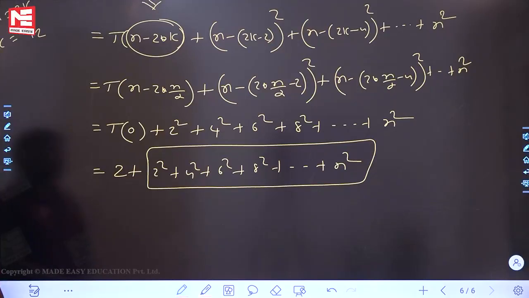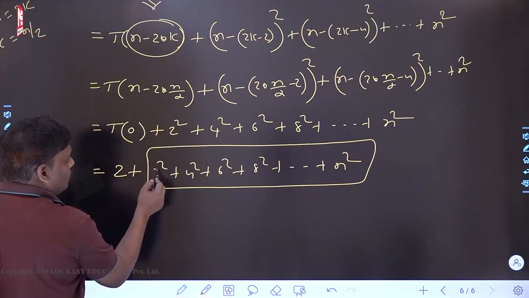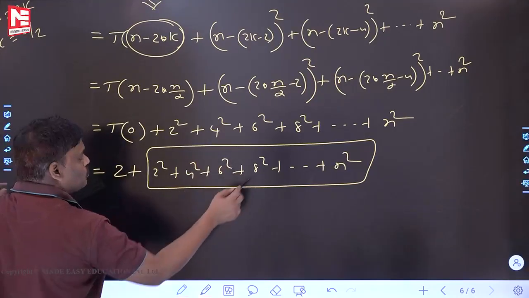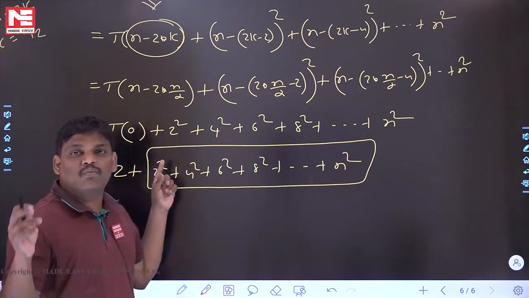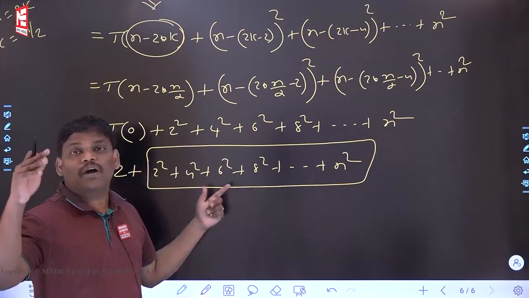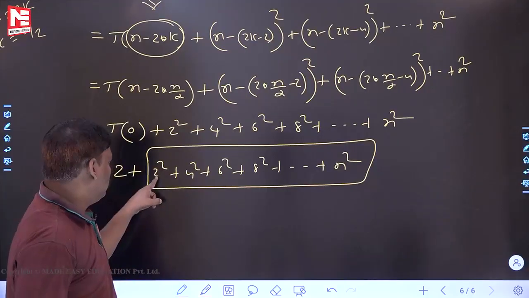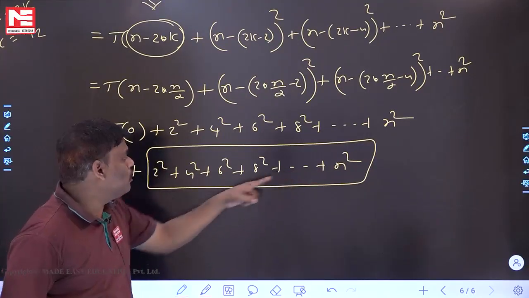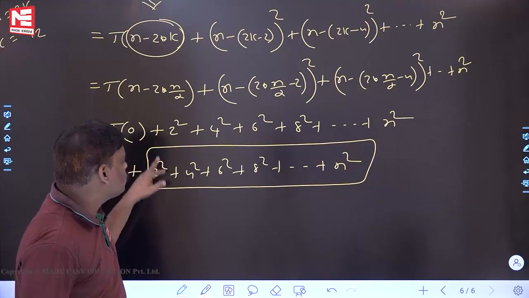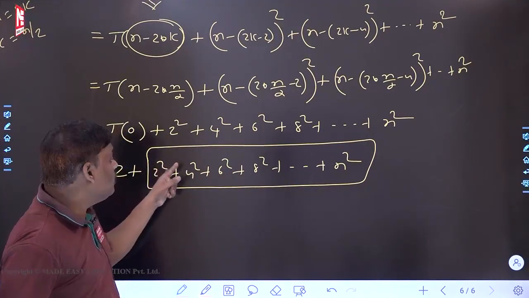In this problem, our goal is how to solve this series. If you observe clearly, what is the answer? 2 square, 4 square, 6 square, 8 square. See this one. Some people are asking, sir, what is there in that? Sum of n natural number squares? No. It is not sum of n natural number squares. It is sum of even number squares. See, 2 square, 4 square, 6 square, 8 square, and so on n square. It is sum of even number squares.